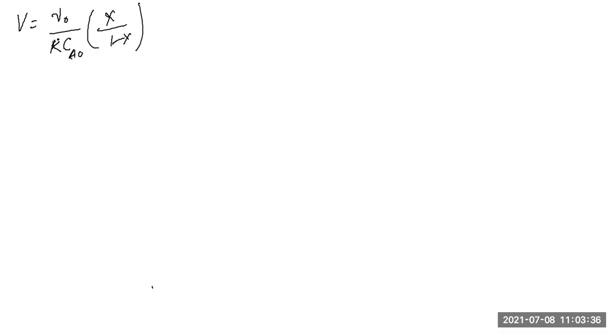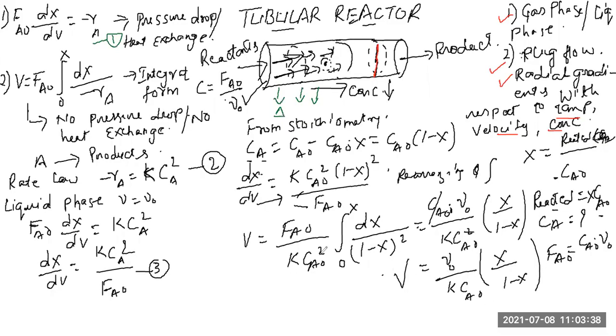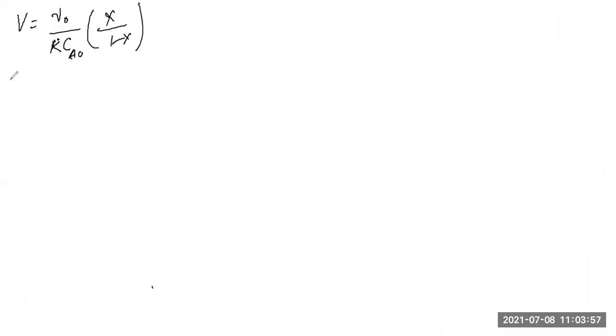And one thing, this Fa0 upon K Ca0 square, we have taken out of the integral. Why? Because we know Fa0 is constant. Since conditions are isothermal, K is constant. This is the initial concentration, which is constant, right? So this is out of the integral, right? Now, space-time.